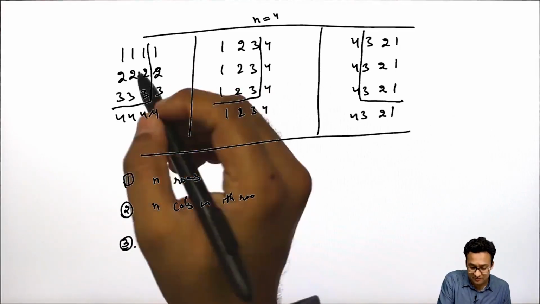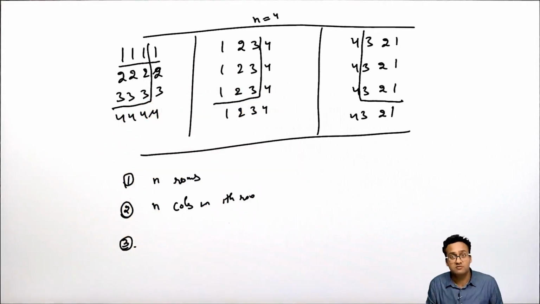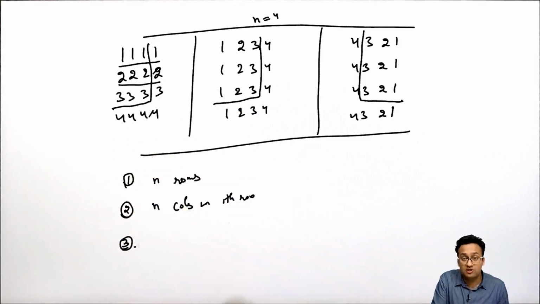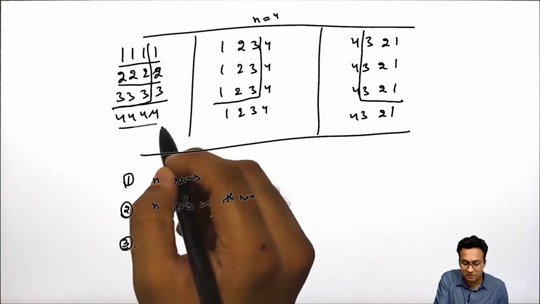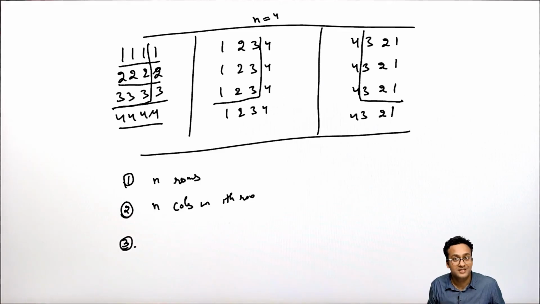So for example here, in the first row, we always print 1. In the second row, we always print 2. In the third row, we always print 3. In the fourth row, we always print 4. Interesting, right? So seems like in the ith row, we will only print i. First row 1, second row 2, third row 3, ith row i. So in the ith row, we will keep printing i. That's the only change we need to make the previous code work for this pattern as well.